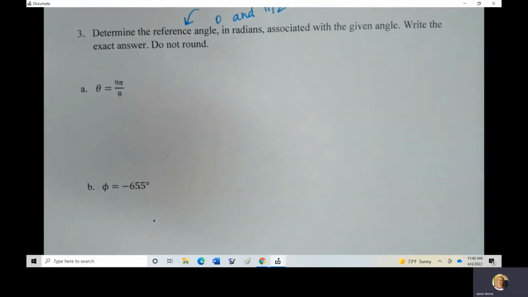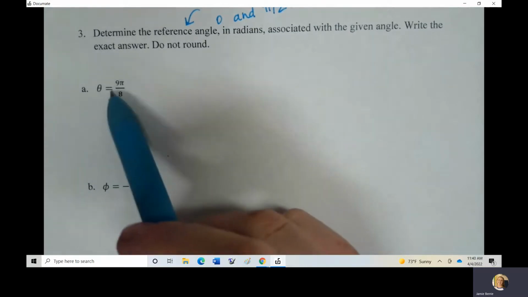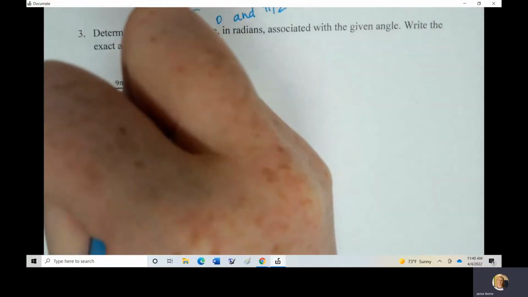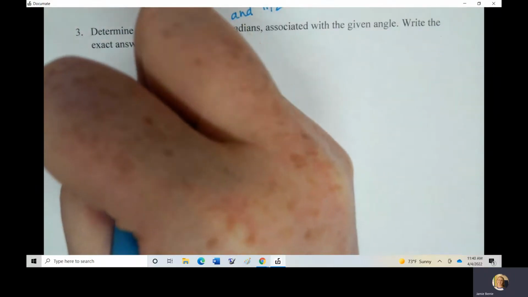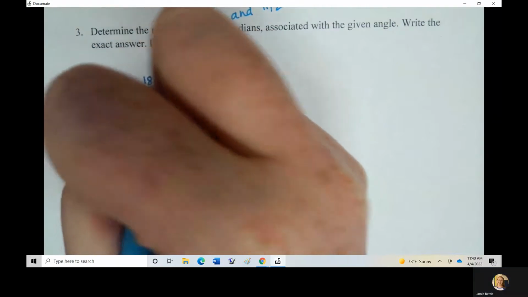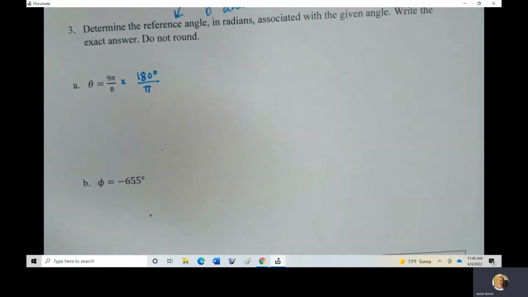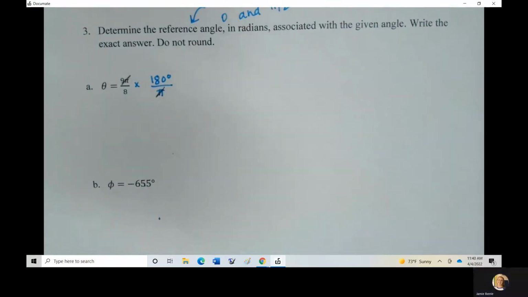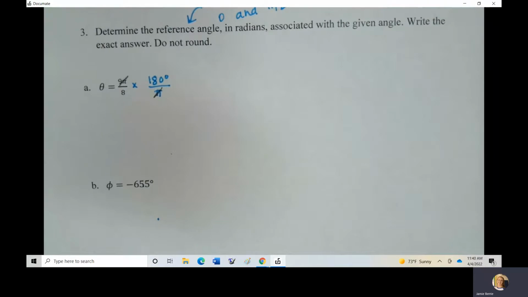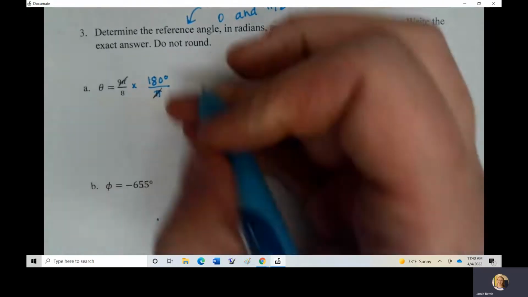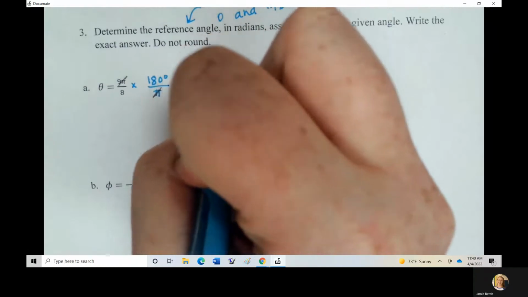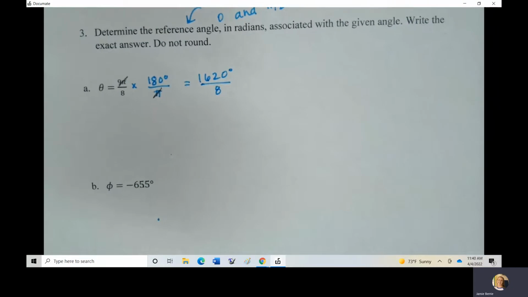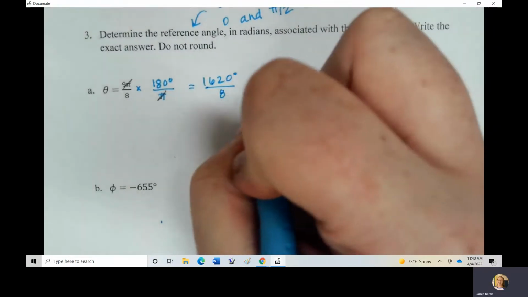First thing you need to do is draw the angle. I find it easier to draw the angle when I am in degrees, so I like to start by converting this to degrees. I'm going to multiply by 180 degrees over pi. It's going to cancel out my pi's. All right, so 9 times 180 is 1620 degrees over 8. 1620 over 8 is 202.5.